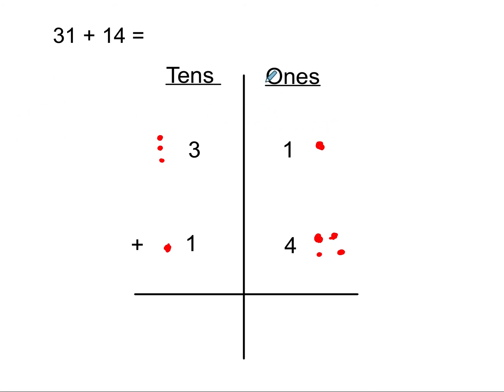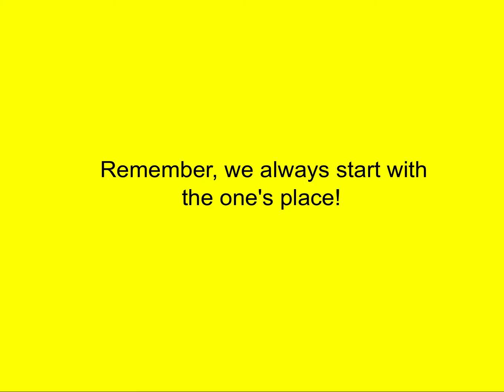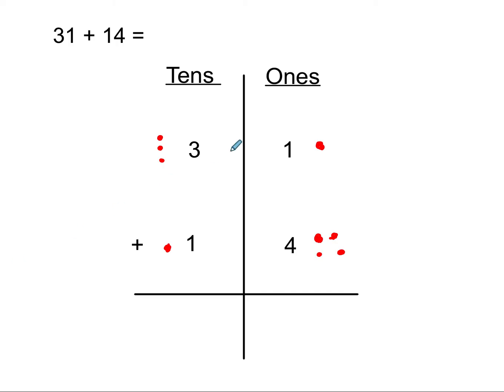Do you think we'll start adding in the tens place or the ones place? We always start with the ones place. So we'll start adding up our dots in the ones place. We have 1, 2, 3, 4, 5 dots. So in our answer, I'll draw 5 in the ones place.